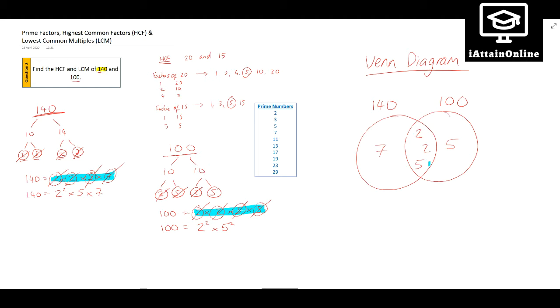And in the second circle, 2 times 2 is 4, times 5 is 20, times 5 is 100, so that one works. Now, to find the highest common factor of these two numbers, we multiply the numbers in the overlap. So this one here, we're just going to be doing 2 times 2 times 5. 2 times 2 is 4, times 5 equals 20. So the highest common factor of 140 and 100 is 20.